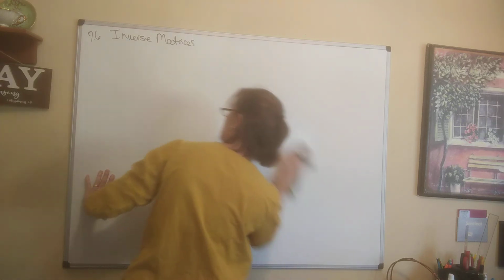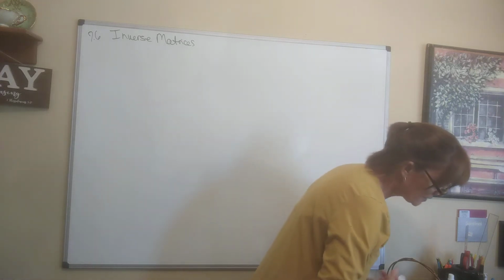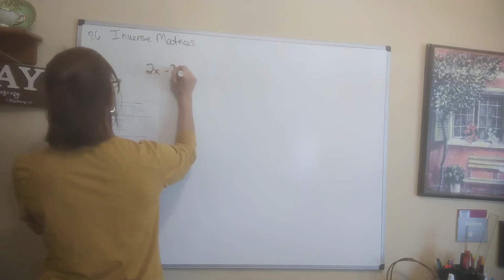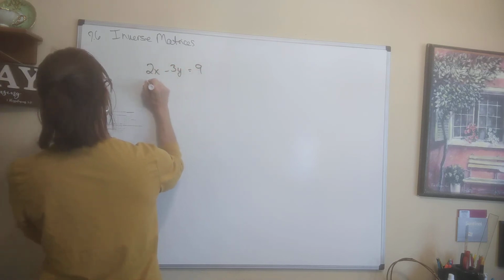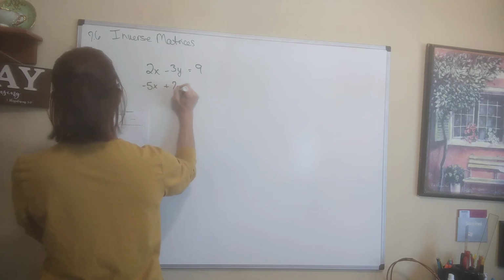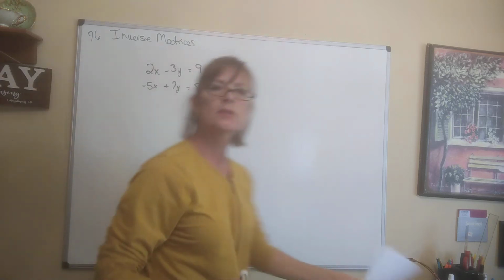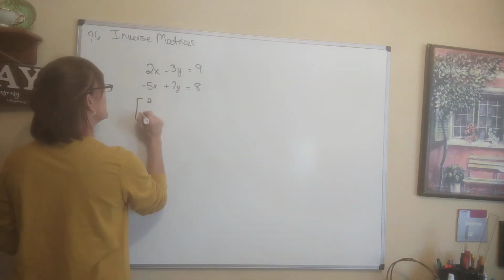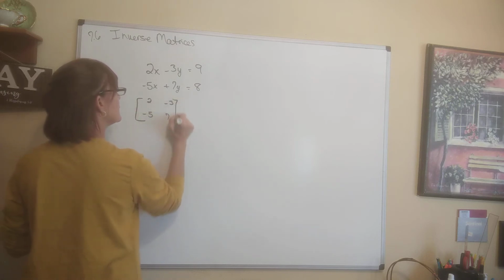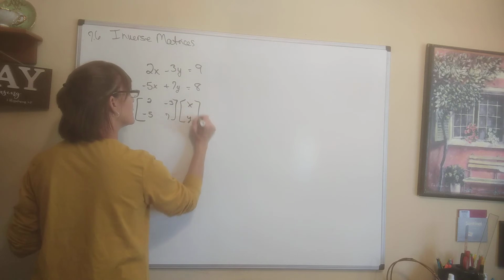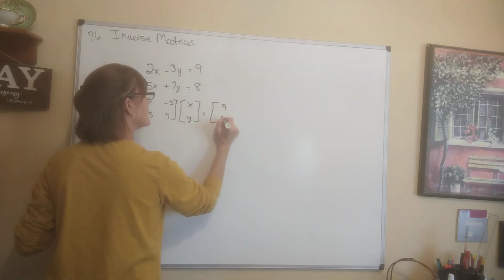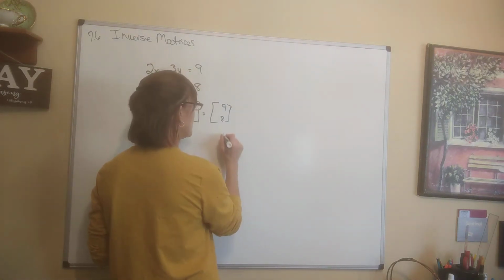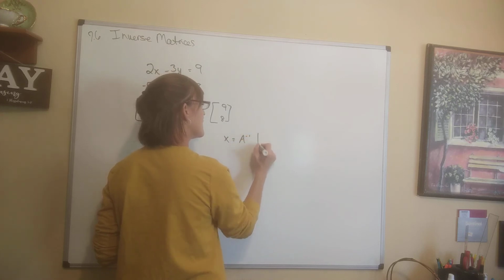All right, so number 2 says solve this system. 2x minus 3y is 9, and negative 5x plus 7y is 8. So we're supposed to solve this using inverse matrices. Write the matrix equation. 2, negative 5, negative 3, 7, times X, Y, equals 9, 8. When you use an inverse matrix, the solutions matrix, X, is equal to A inverse times B.